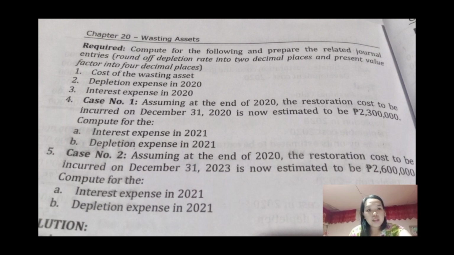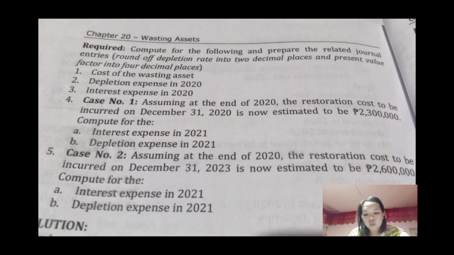So for the requirement number 1, we should compute the cost of the wasting asset. The requirement number 2 is to compute the depletion expense in 2020. Requirement number 3 is to compute the interest expense in 2020. And for the requirement number 4, we have the case here, which is case number 1.